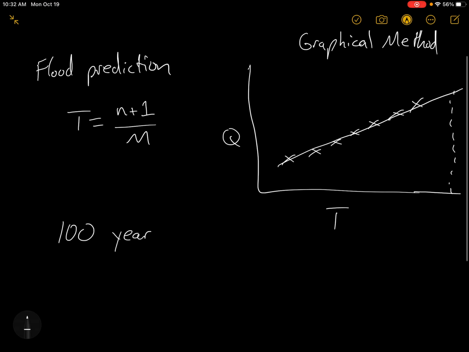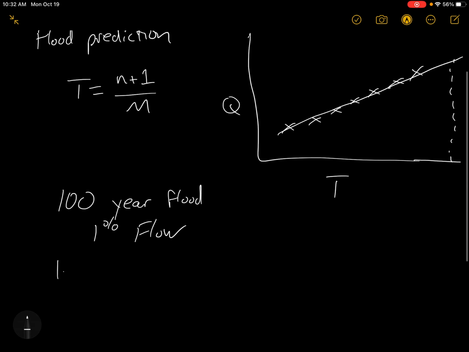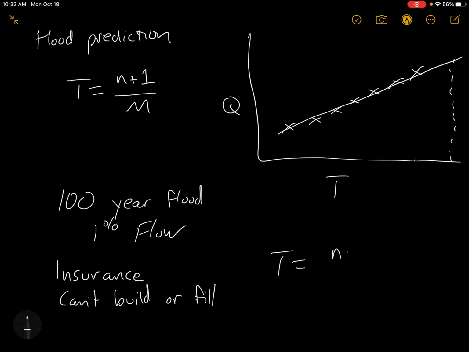And for many purposes, it's the 100-year flood, which is equal to the 1% flow. That's the really important one for all kinds of reasons. If you live inside the 100-year flood on the 100-year floodplain, you're required to have flood insurance if you have a mortgage on your house. We've talked about how you can't build or fill in the 100-year floodplain because that has issues. And so you can think about how we're going to calculate this.